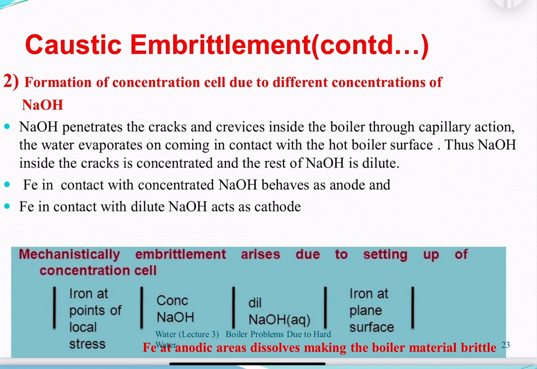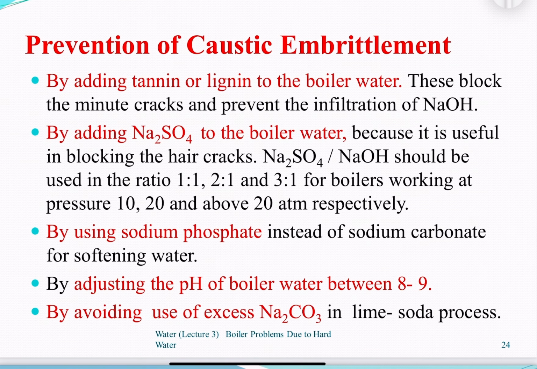So a concentration cell is formed where iron, which is in contact with concentrated NaOH, behaves as anode, and iron, which is in contact with dilute NaOH, behaves as cathode. So a cell will be formed, and as you all know very well, oxidation occurs at the anode. So iron, which is in contact with concentrated NaOH, will get oxidized and keep on dissolving. So these areas will gradually become thinner and thinner, and they will become brittle. That is why we call it caustic embrittlement.